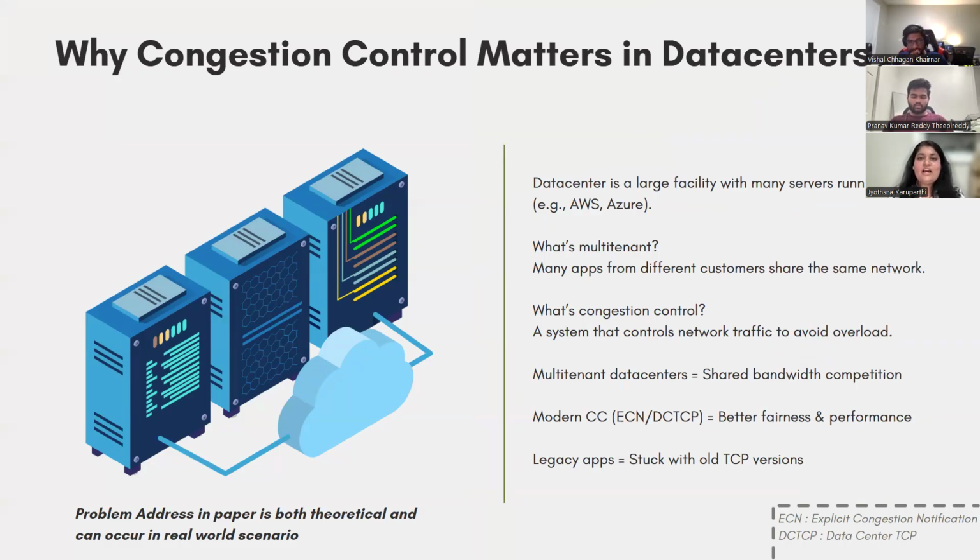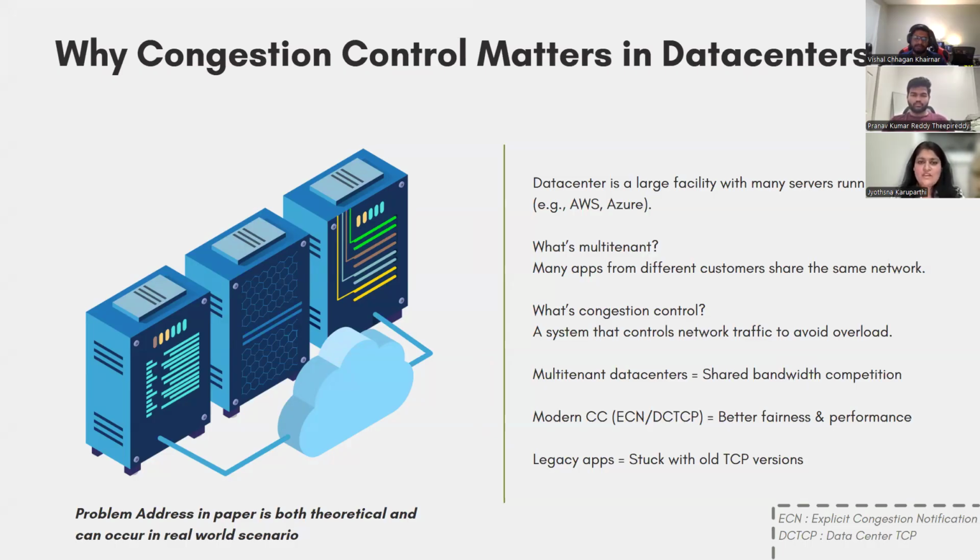Understanding data centers and congestion control. First, a data center is a huge building filled with servers that run applications and store data. Big cloud services like Amazon Web Services and Microsoft Azure are examples of global data centers. Now, these data centers don't just serve one company, they usually run in a multi-tenant environment. This means that many different customers' applications share the same physical infrastructure, the same servers, and the same network bandwidth.